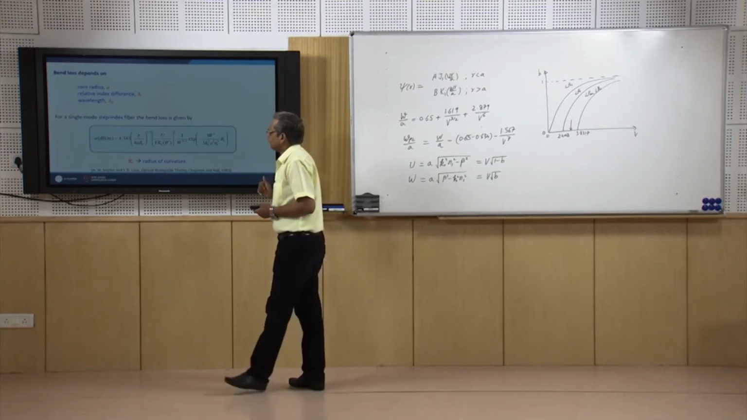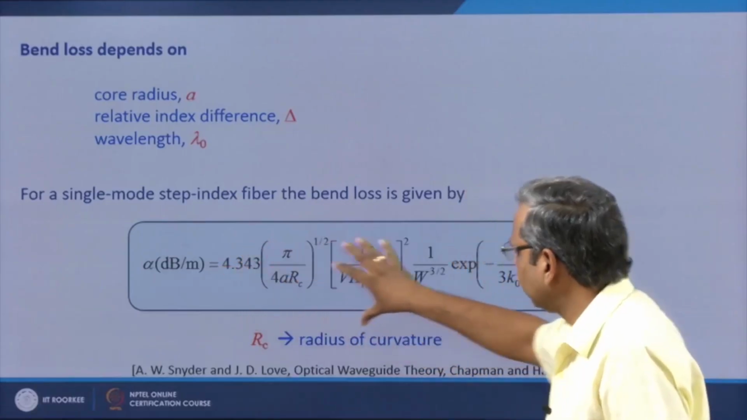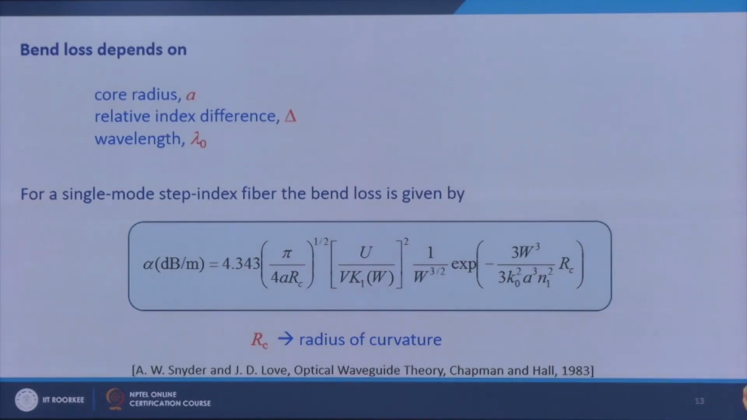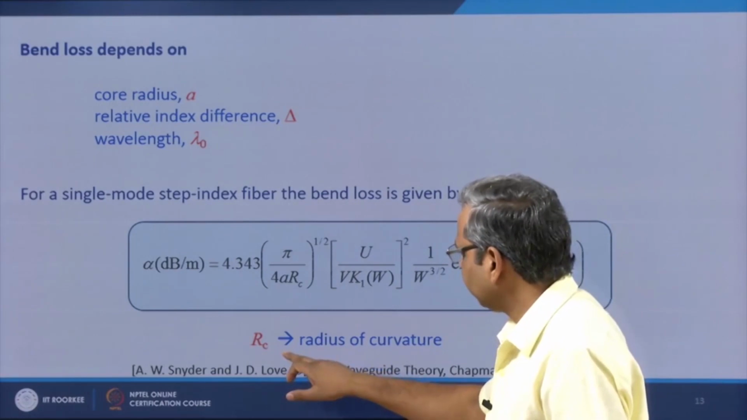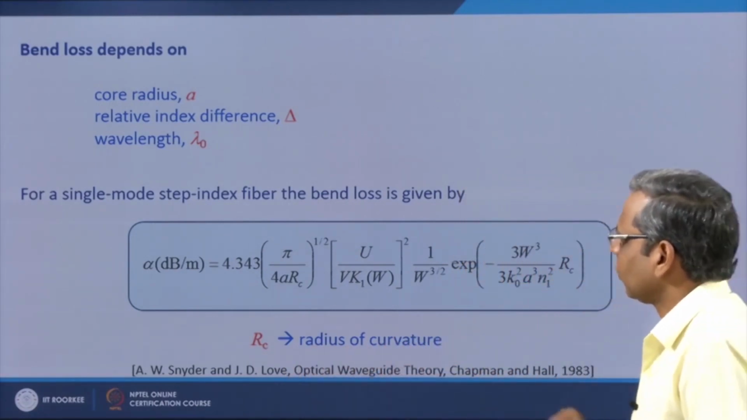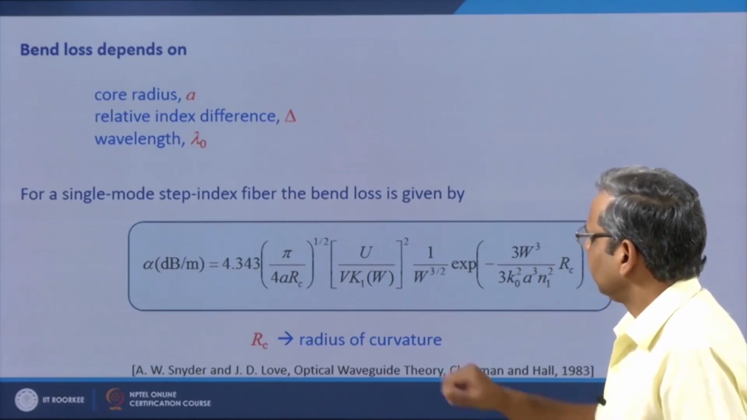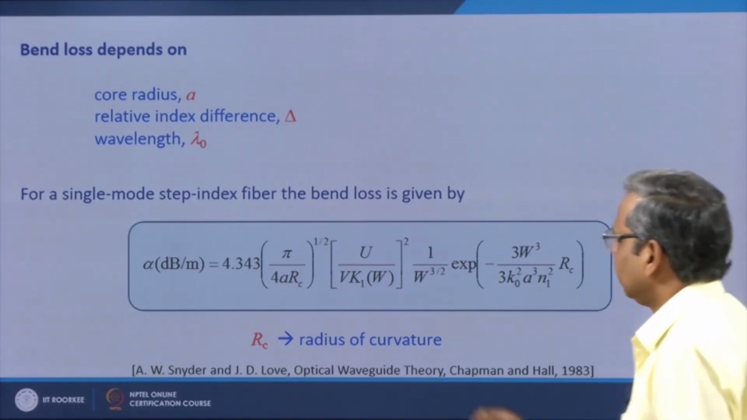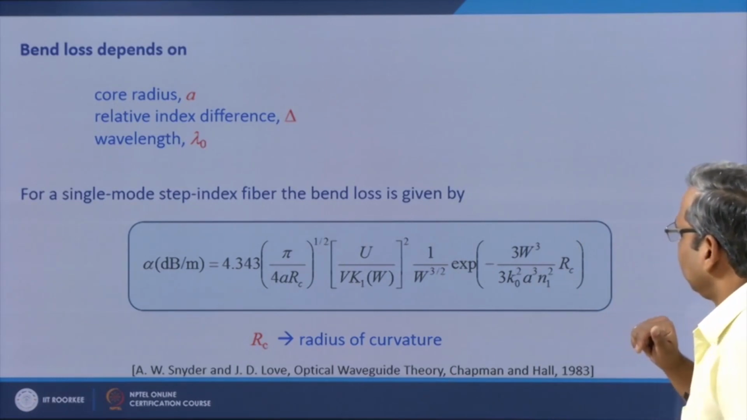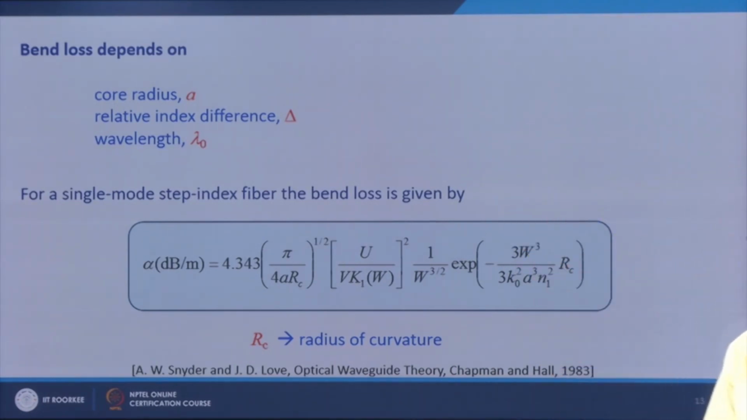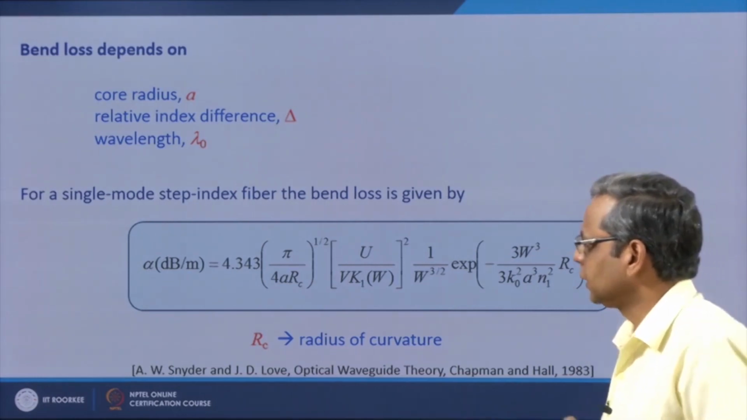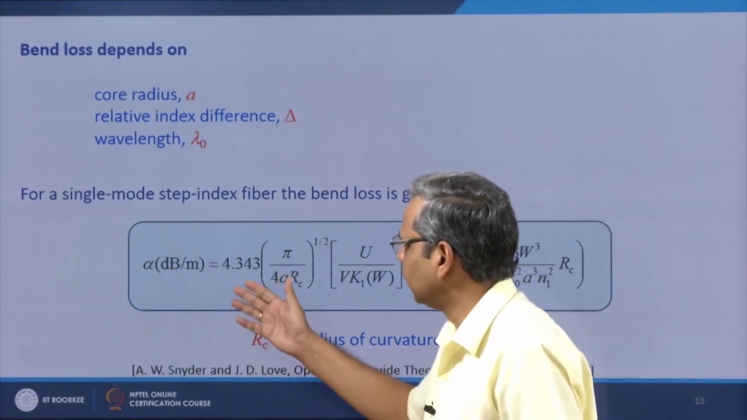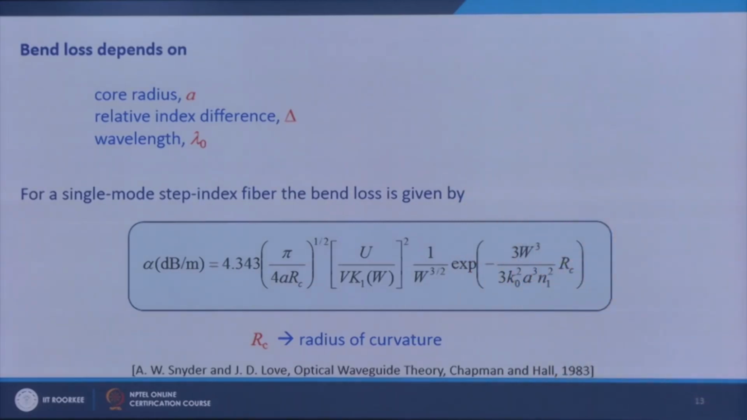For a single mode step index fiber, the bend loss can be given by this formula, which involves RC, which is the radius of curvature, core radius A, and parameter U, which is given by this, which contains A, wavelength, N1 and the mode effective index, and W. So, if I know all these parameters, then for a step index single mode fiber, I can find out the bend loss in dB per meter using this formula.